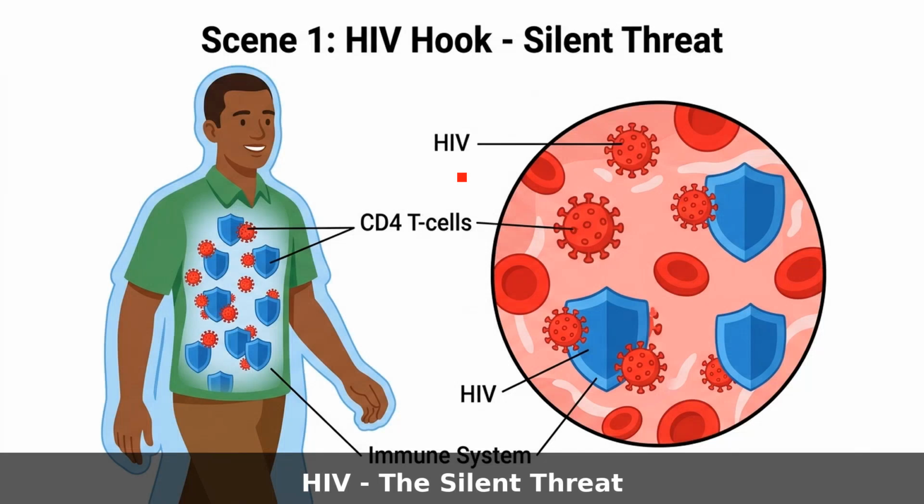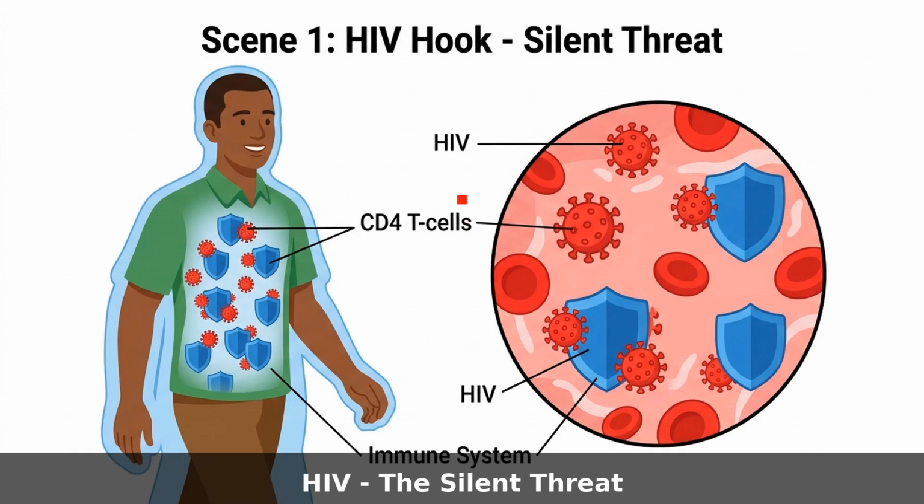What if a virus could quietly weaken your immune system for years without you even realizing it? HIV doesn't usually kill people directly. Instead, it slowly attacks the very cells that protect your body from infections. As these defenses weaken, diseases that a healthy immune system could easily fight begin to take over.